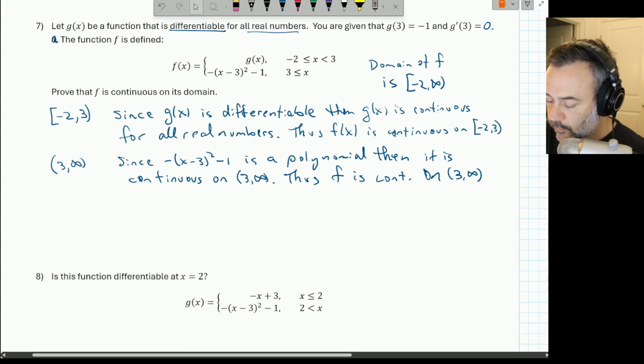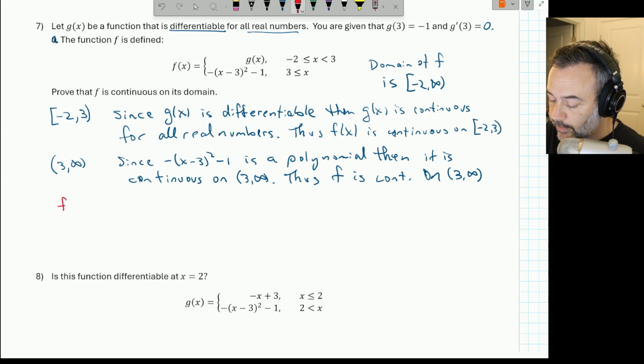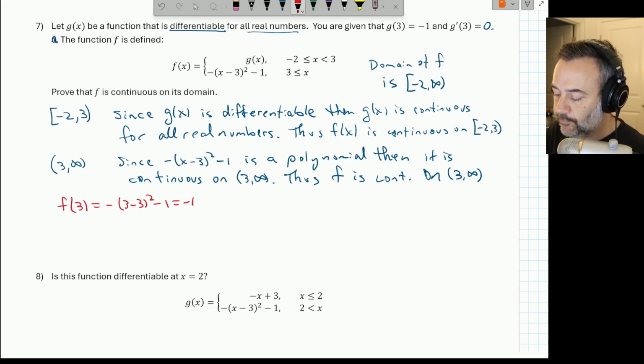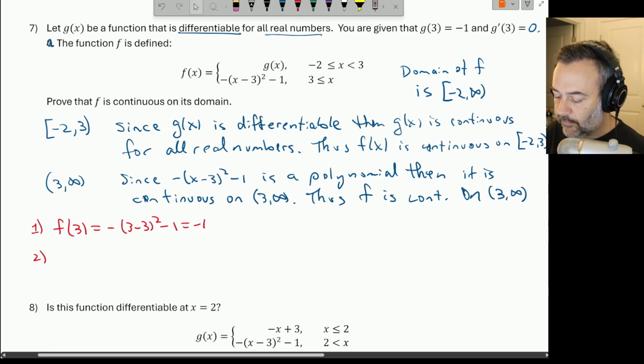So the only point left to discuss is 3 itself. Let's do the full workup of the definition of continuity at x equals 3. What is f of 3? It is -(3 minus 3) squared minus 1, which is -1. That's one part. What's the next thing we need to do? We need to do the limit of f of x at x equals 3.